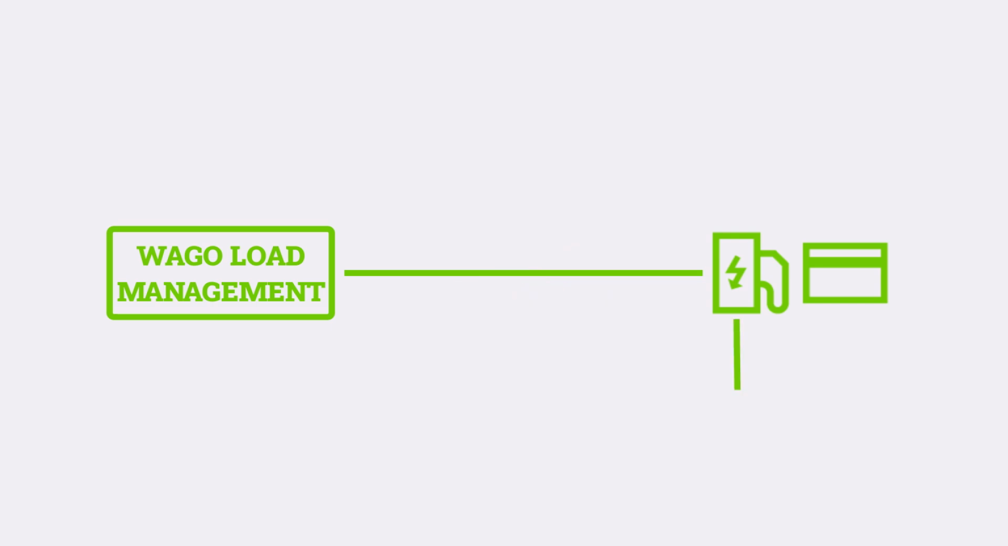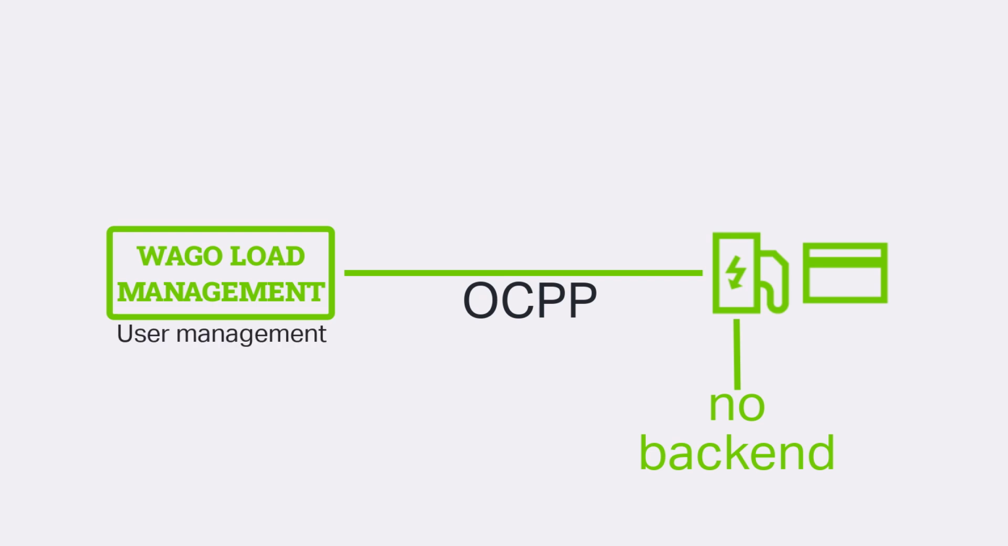If no external backend is connected and an OCPP connection is configured, setting up user management becomes necessary, as the charging points then perceive the WAGO Load Management system as a backend and accordingly disable their own whitelists with user data. In this case, all authorizations must come from the WAGO Load Management system and be appropriately maintained there.